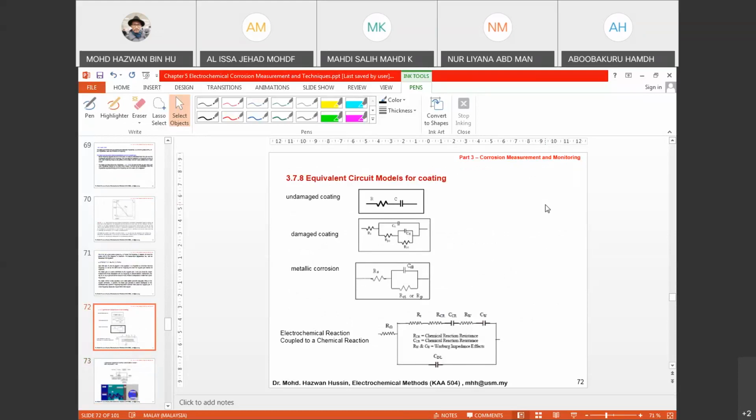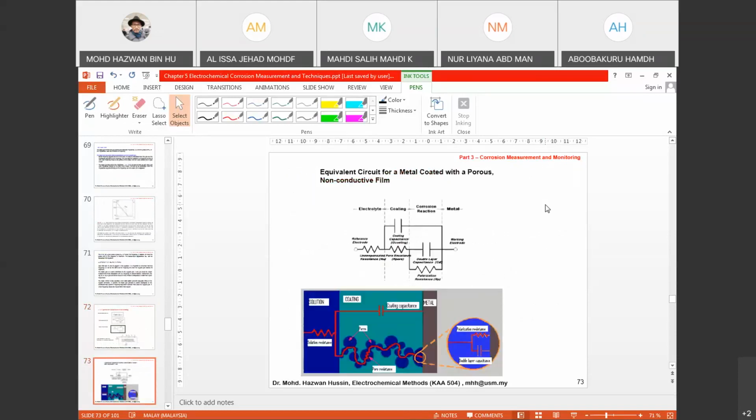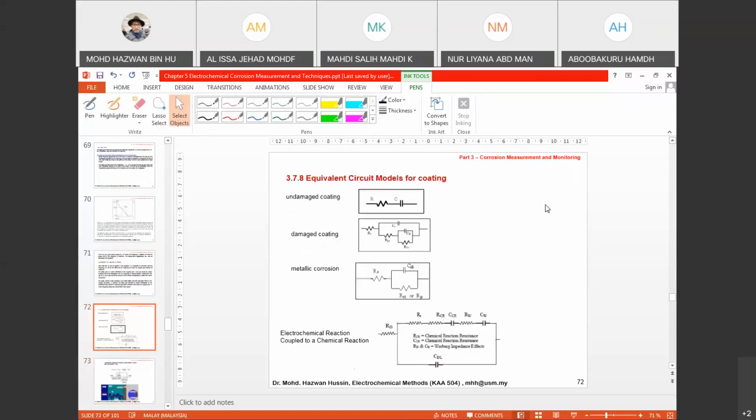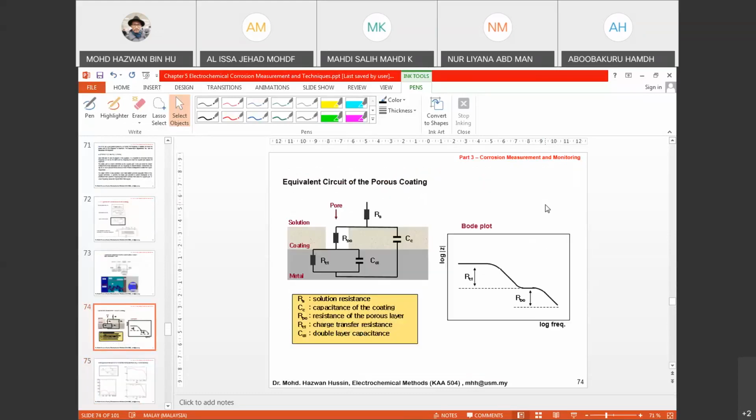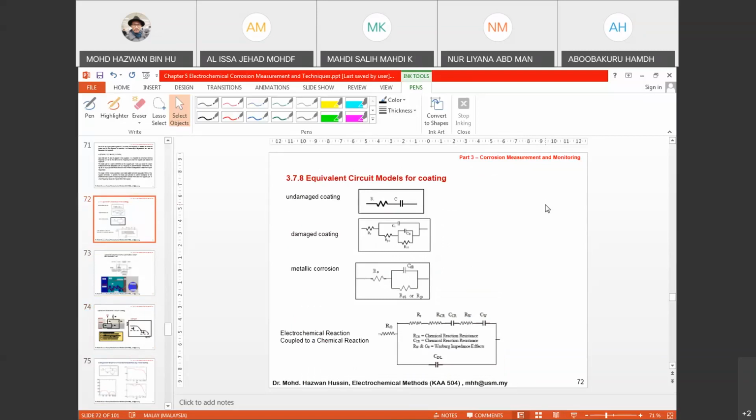Okay, I believe for this part, the equivalent circuit models for coating and whatsoever, we are going to continue next week. Since I guess, yeah, we still have like one week before we end our part.